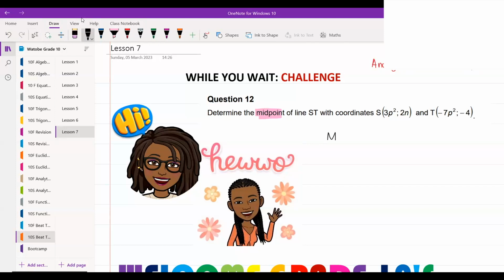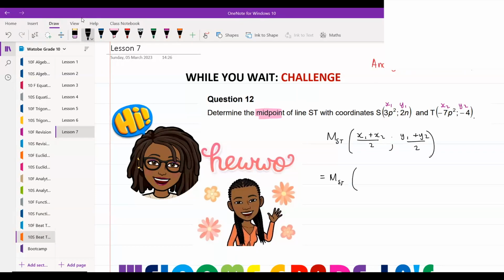Remember, the midpoint formula says the midpoint of ST would be x1 plus x2 over 2, and then we'd get y1 plus y2 over 2, right? So we can name these. We can call this one x1 and y1, and this one x2 and y2, right? So all we're going to do, guys, is substitute. We're going to say the midpoint of ST.